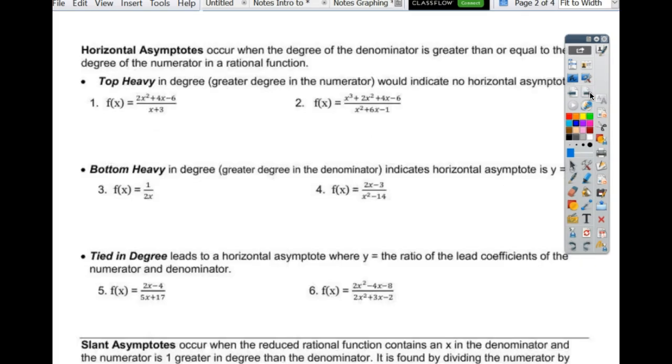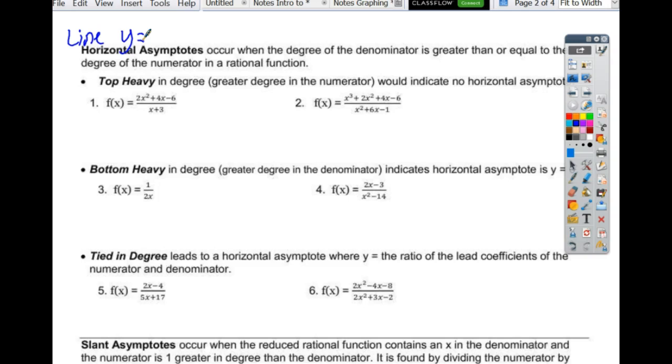Okay, so horizontal asymptote. So the horizontal asymptote goes this way. So it's a line, and it's y equals. So we're going to have 3 kinds of horizontal asymptote.